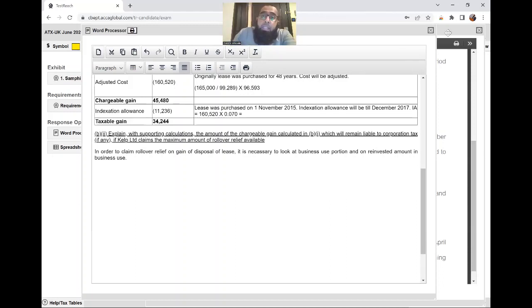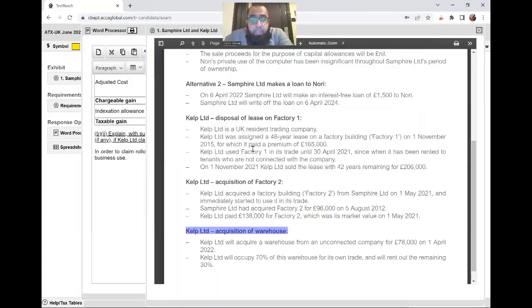Now, if we look at this leased asset, Calp Limited used Factory 1 in its trade until 30th April 2021, since when it has been rented to tenants who are not connected with the company. On 1st November, it sold the lease. The lease was purchased in November 15.